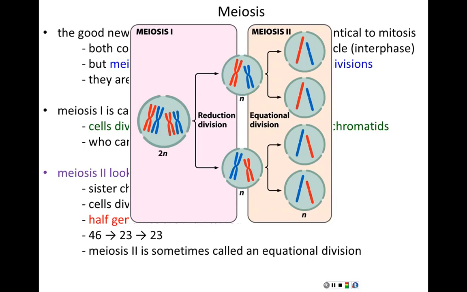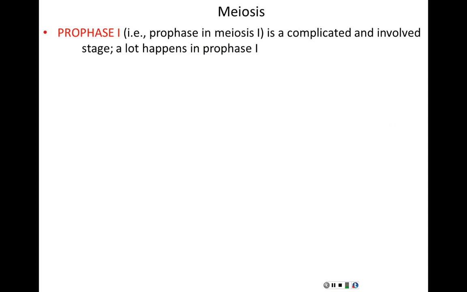Meiosis II is sometimes called an equational division, and you can see that labeled here. I think that's a stupid word. I'll probably never use it again, but reductive division certainly captures what's occurring in meiosis I. So let's go through meiosis, stage by stage. We'll kind of skirt over the details that are similar to mitosis and highlight the differences.